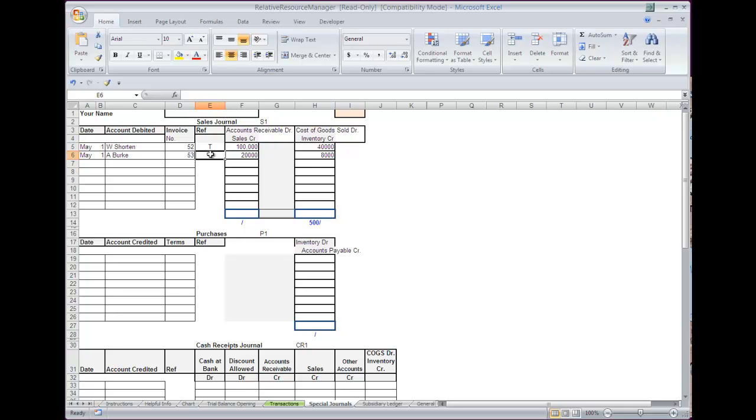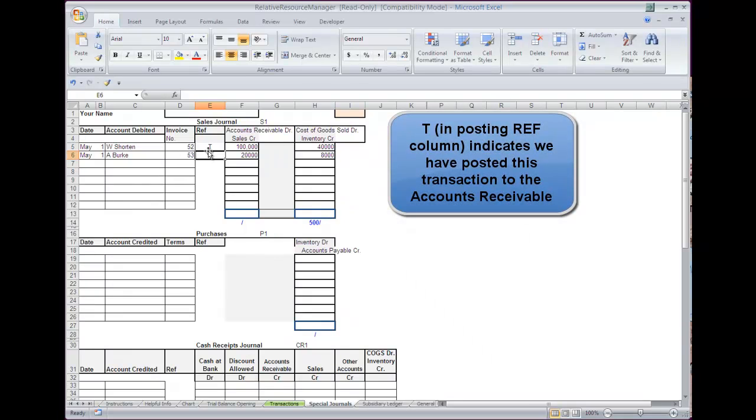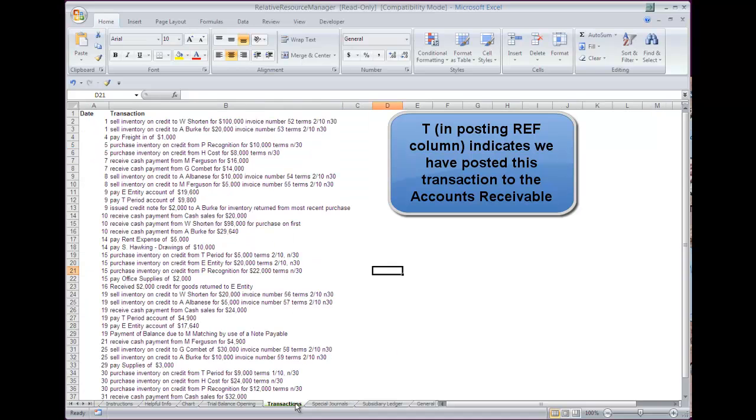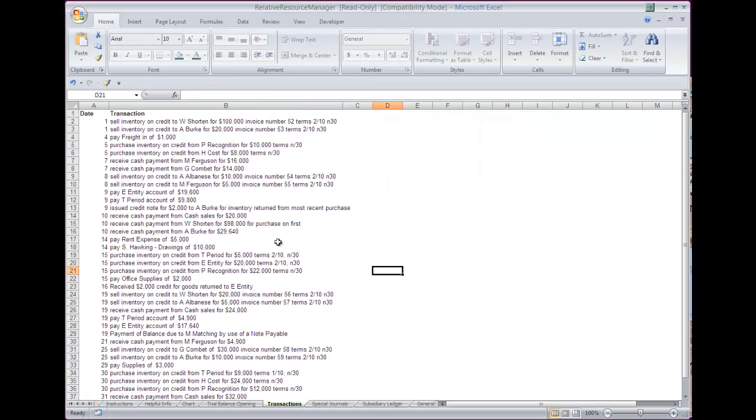Well, in prior computers, what would have happened is once this entry was entered in the subsidiary ledger, we would have put a tick to indicate that we've made the entry in the subsidiary ledger. And the tick has been translated to a T as we move into the computer age. A Burke, we can see, has not been done. Let's have a look at a different type of transaction.